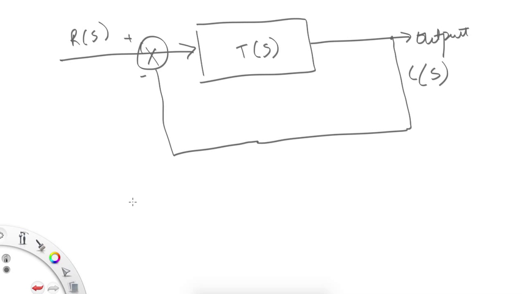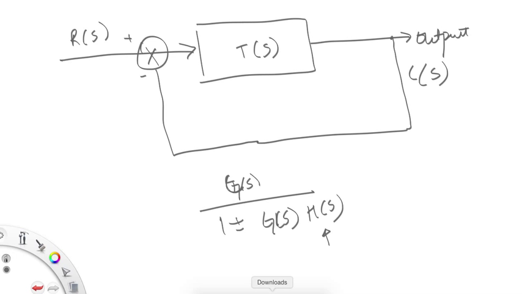Now, you probably don't know, but the total transfer function of the whole system, including the feedback and the forward transfer function, turns out to be T of S on 1 plus minus G of S, H of S, where H is your feedback transfer function. In this case, that is just 1, and G of S is equal to T of S in this case. So when you solve for that, you can come up with the whole system transfer function.